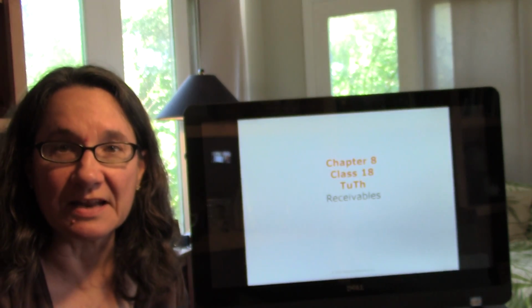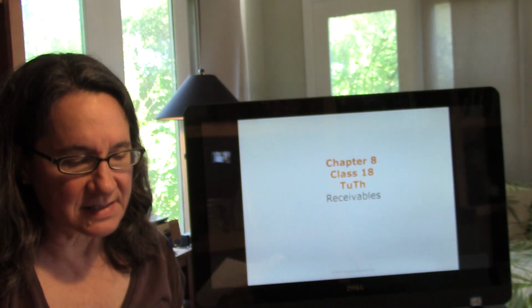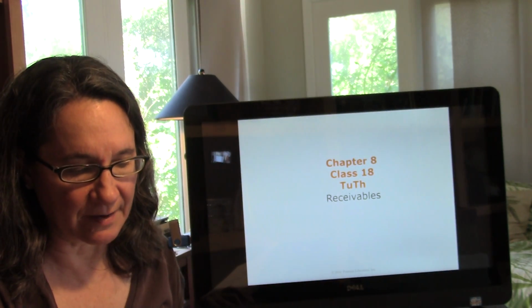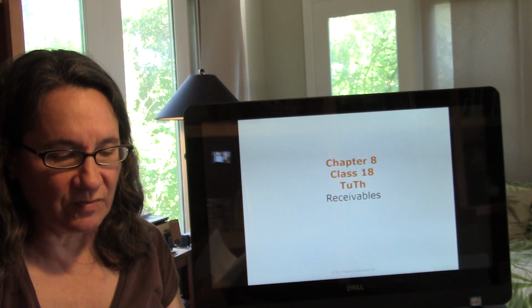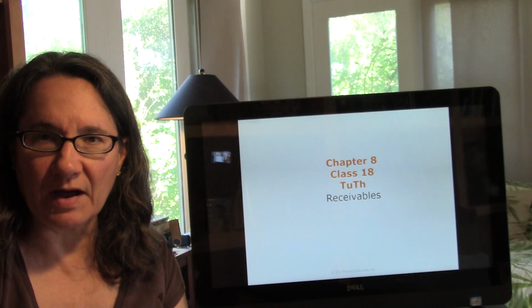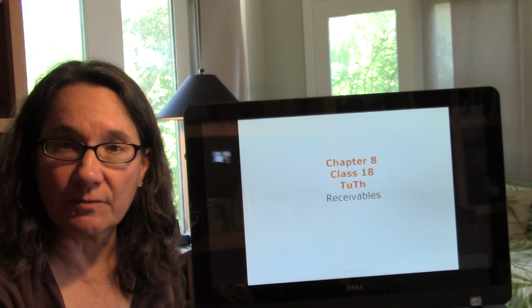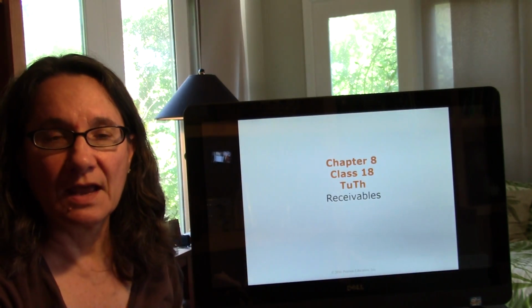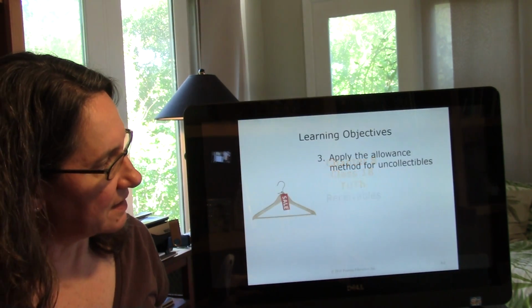Well, now we're going to move on to the next thing we need to know, and that's allowances. So this is Class 25 Part A if you're in Monday, Wednesday, Friday, and Class 18 Part A if you're in Tuesday, Thursday. So we are moving on with Chapter 8, and we're talking about the allowance method. In the last video, we talked about what happens if one of your accounts receivable doesn't repay you. Well, you write it off. There are two methods, the direct method and what we're going to talk about now, the allowance method. All right, so let's talk about the allowance method.